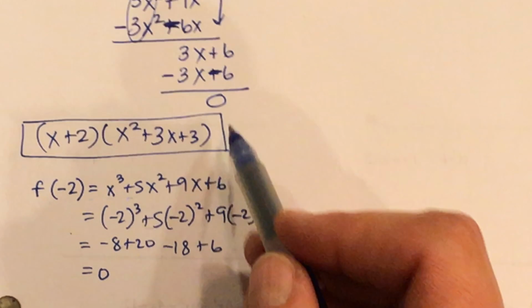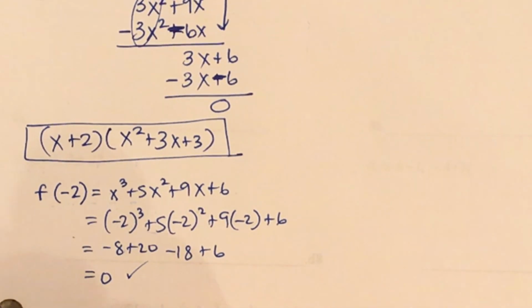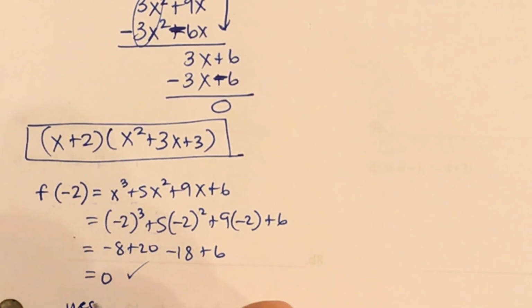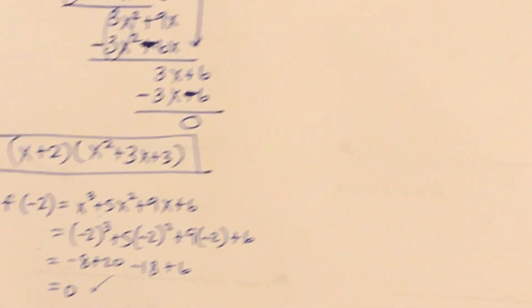That was what I expected to get because I know that my remainder over here was a 0. So I've just verified. I've checked my results. You could put a cute little check if it makes you happy. Is it a factor? Yes. x plus 2 is a factor. How do you know? Because of the 0 remainder.